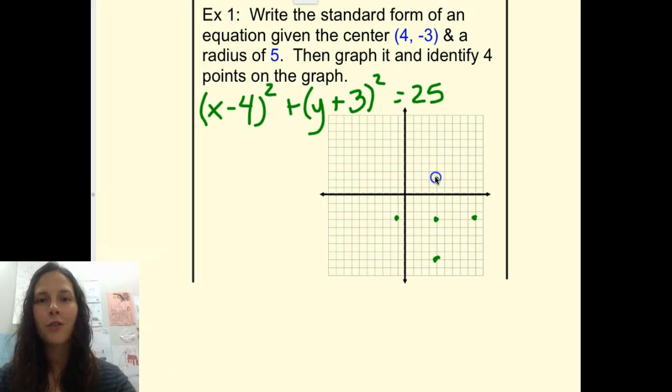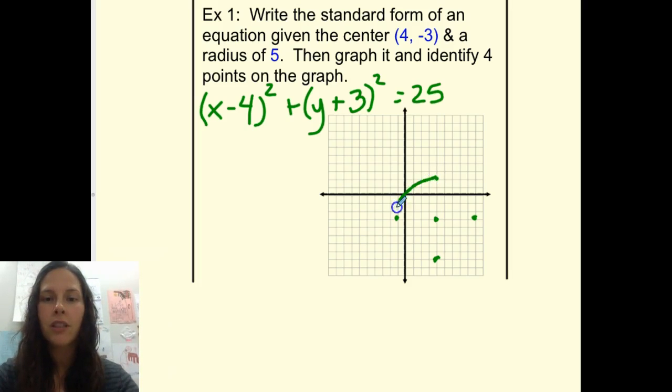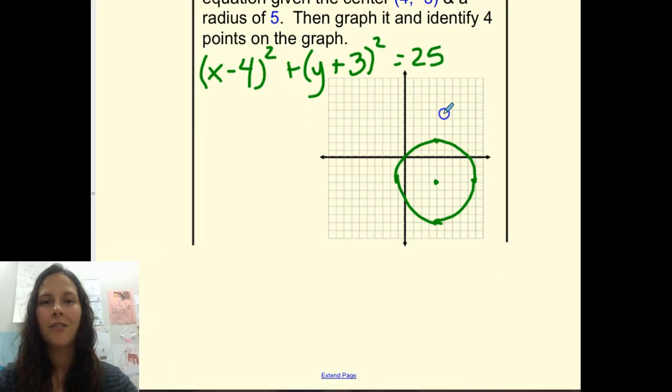And then you will connect those 4 points as best you can in a circle. This is not a square, so do not make sharp lines between them. Try to make a rounded, circle-ish form. Sometimes mine end up looking a little bit more like a football than a circle, but do the best you can to make it look like a circle. We are also told to identify 4 points on the circle. So we're going to identify those 4 that we plotted.